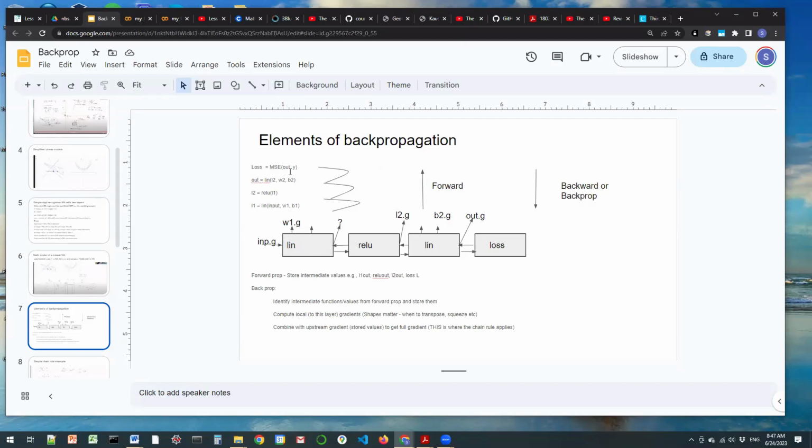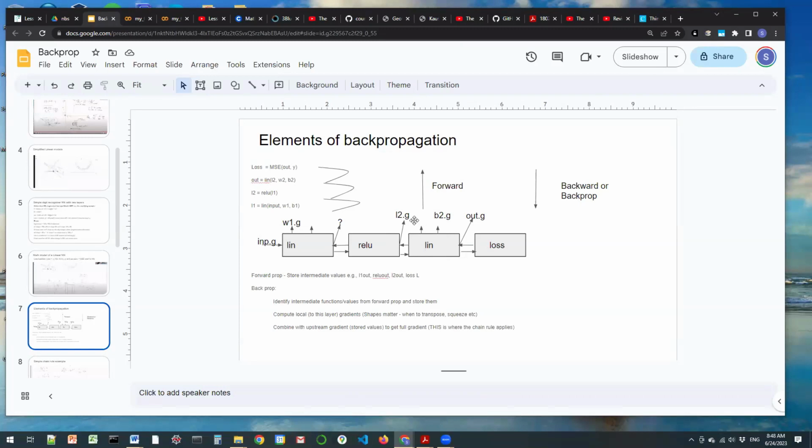inputs and certain outputs. So when we go forward through the network, we have input going into layer 1, which is a linear layer. Ignore the .g and so on, but we have W1, and I've deliberately not indicated B1 here, but W1 and B1. What will be the output here? That's L1, going into ReLU. What's the output of the ReLU? It's L2, as you can see here.